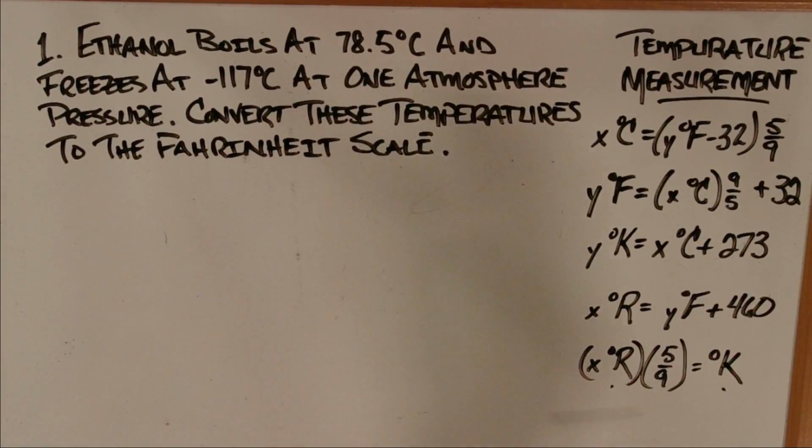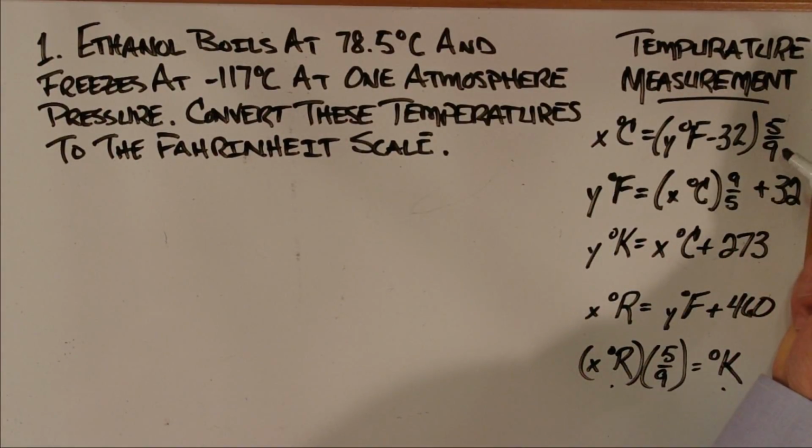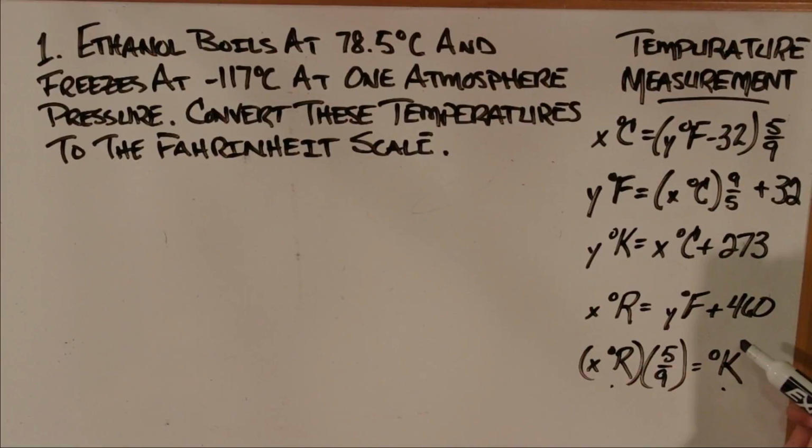We're going to begin a problem set on temperature measurement. We have on the right hand side relationships between degrees Fahrenheit and degrees Celsius, between degrees Kelvin and degrees Celsius, between degrees Rankine and Fahrenheit, and finally between degrees Rankine and degrees Kelvin.